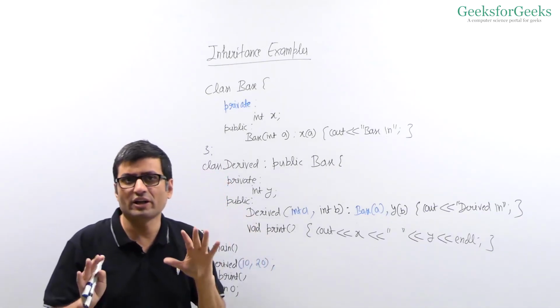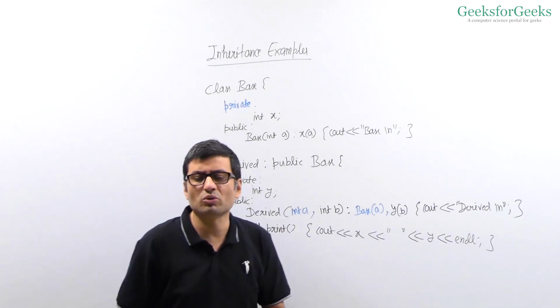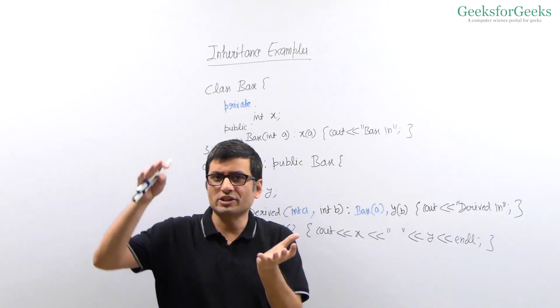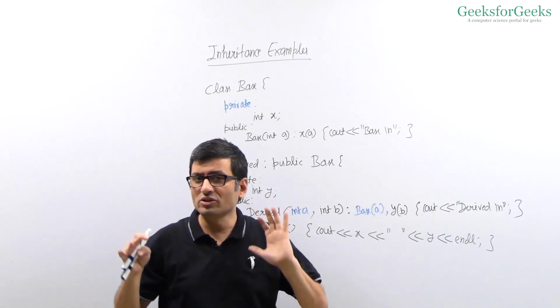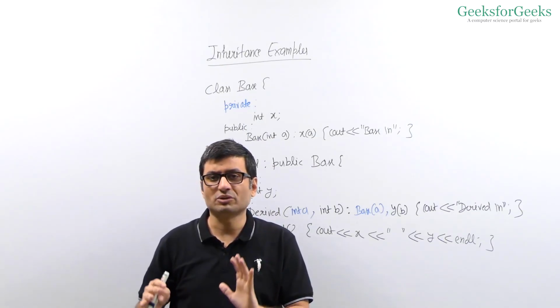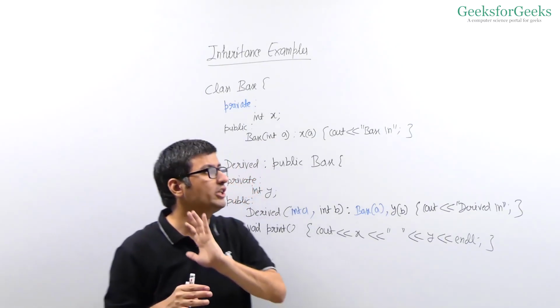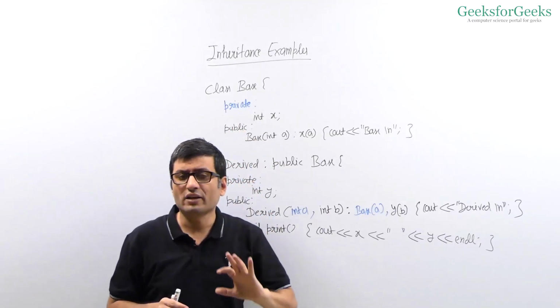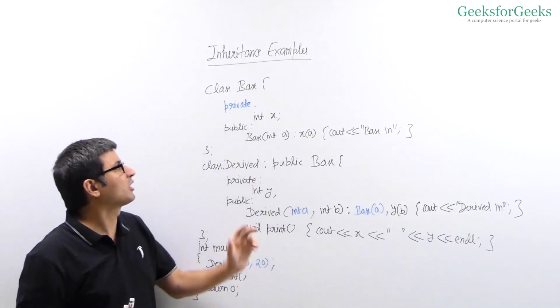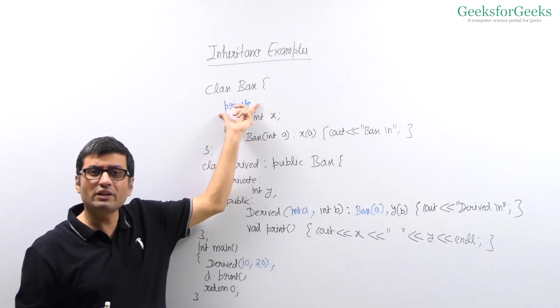X is there in the derived class object, but not accessible through derived class functions, right? Because whatever is there in the base class is part of the derived class also, but it's not accessible through derived class functions because it's private in the base class. Only the base class functions can access it. So we get compiler error in this program if we replace protected with private.